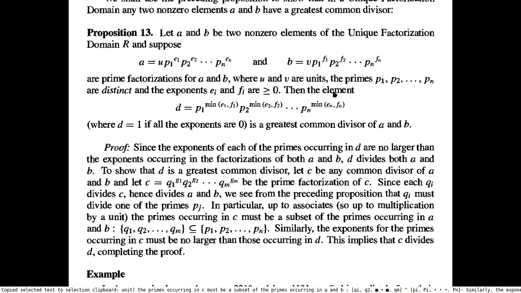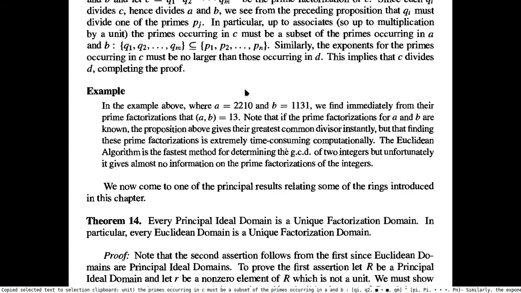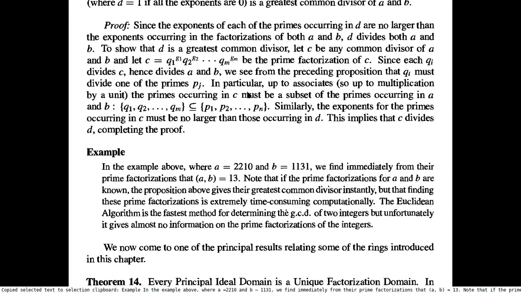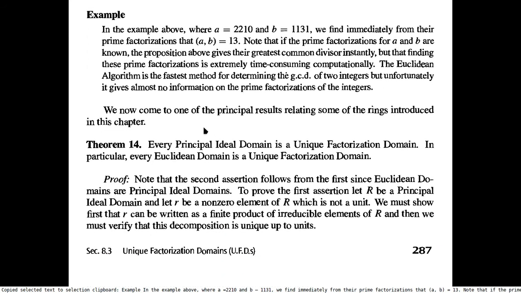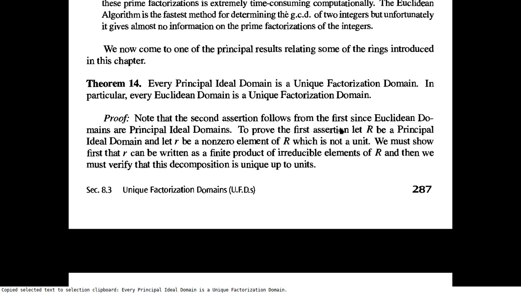Yeah, that's a fair observation. He's trying to get us used to the concept of UFDs and PIDs by looking at the GCDs and how it works in there. So this example is just trying to compute the GCD in there through this method and trying to show how the prime factorizations work. It's basic. Theorem 14 says that every PID is a UFD, so that's a big thing, and in particular, every Euclidean domain is also a UFD.